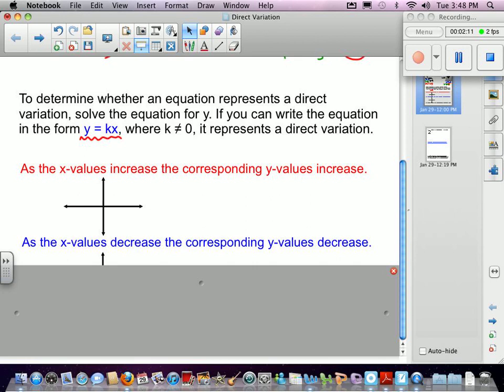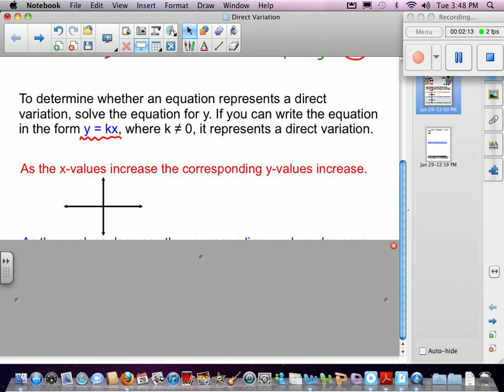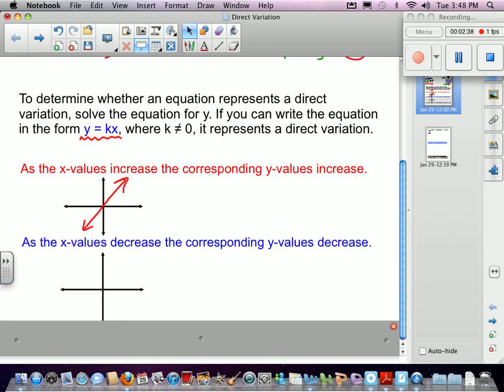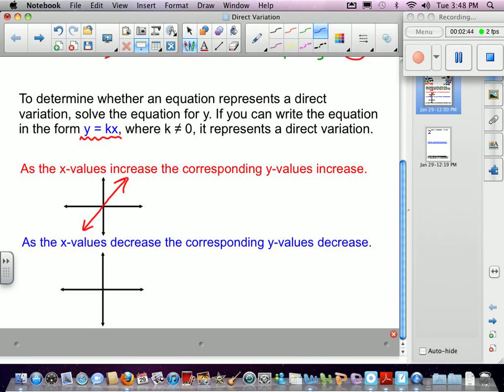If we look at a couple of scenarios, you're either going to have positive direct variation or negative direct variation. It's going to depend on the slope of the line. In the situation here in red, as the x value increases, the corresponding y value increases, so it would look something along those lines. Same thing in blue: as x values decrease, the corresponding y values decrease. So that is the line that we would have there.